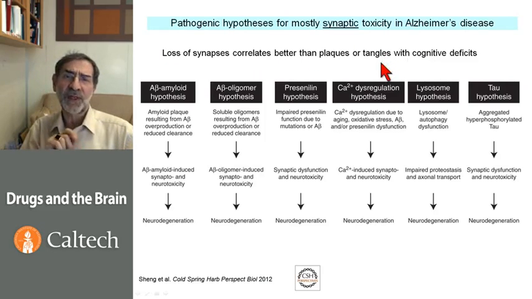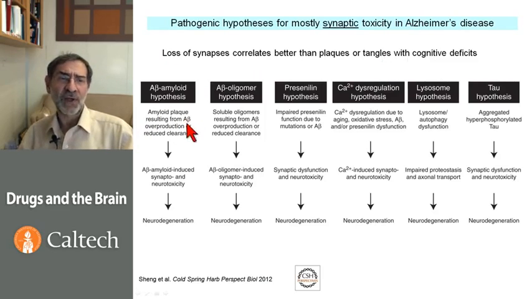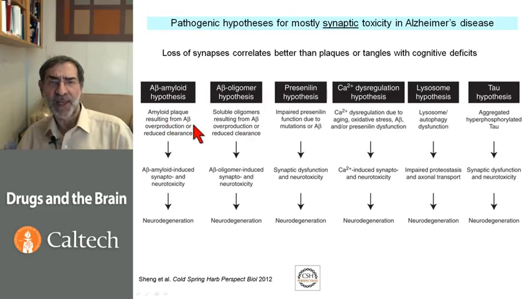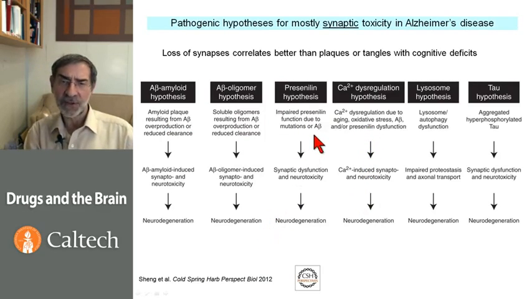But even more subtle than that is the question of whether abnormal, too little or too much synaptic transmission could cause the cognitive deficits in Alzheimer's. And so here are some possible scenarios by which soluble oligomers from A beta or plaques resulting from A beta or impaired presenilin function or calcium dysregulation could lead to altered synaptic function. So we will have to stay tuned for these specific hypotheses too.